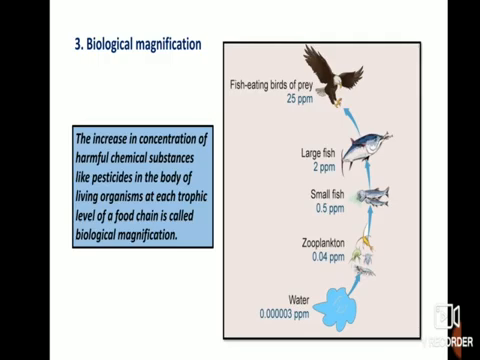Then small fish are eaten by large fish. So again the amount of DDT is increasing in the body of large fish, that is 2 ppm. And lastly, it is eaten by fish-eating birds of prey, that is 25 ppm. So at each level, the concentration of harmful chemical substance, that is DDT, is increasing. So this increasing concentration of harmful chemical substance like pesticide in the body of living organisms at each trophic level of a food chain is called biological magnification.